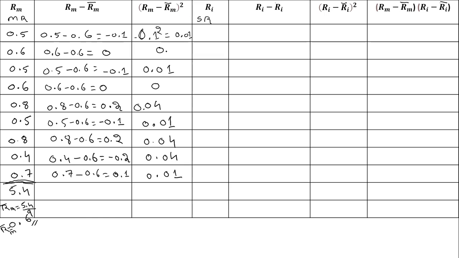Now we will sum it up. Adding all these values, 0.01, 0, 0.01, and so on, we will get the total value 0.16. So that is the total for the market. Now we will go for the stock return.